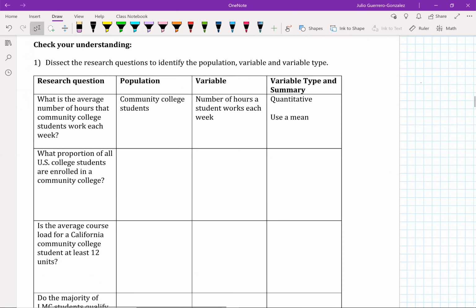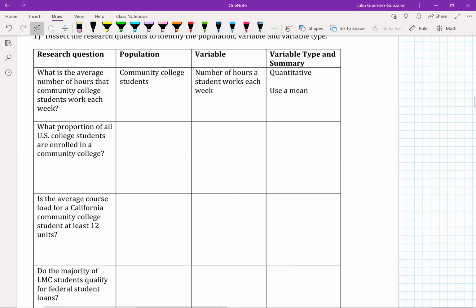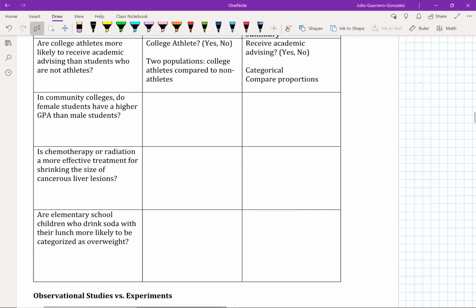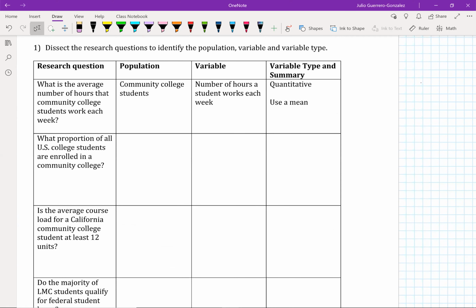Let's go through this table really quick. Let's go through these research questions and pick out what we need and what we're going to use. The first one's already done for us: the average number of hours that community college students work each week, the population being community college students. What kind of variable are we going to get? The number of hours. And since we're going to get quantitative numbers, we can use a mean. Got it?